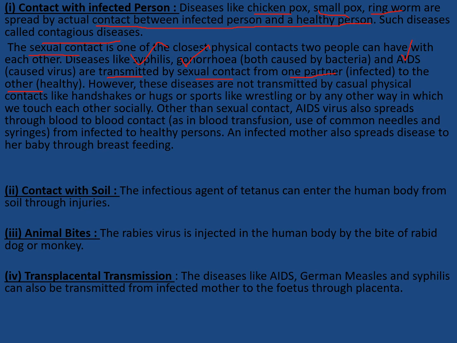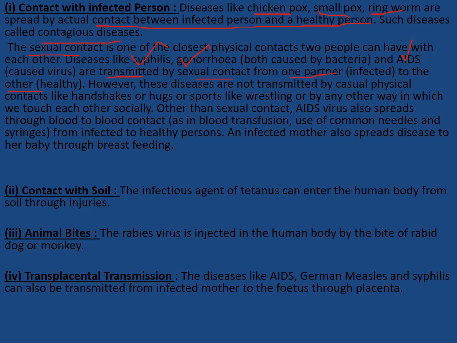However, these diseases are not transmitted by casual physical contact like a handshake or hugs, or sports like wrestling, or by any other ways in which we touch each other occasionally. And these three diseases, what are they? They are syphilis, gonorrhea, AIDS. They are not able to transmit through casual physical contact like a handshake, a hug, or sports like wrestling, but they can transfer only in sexual contact.